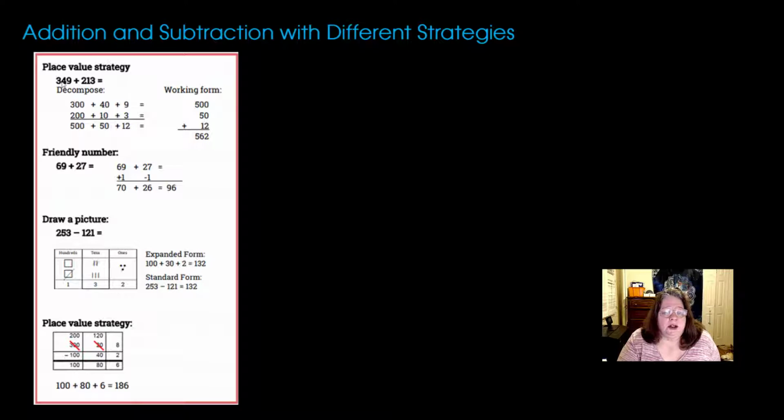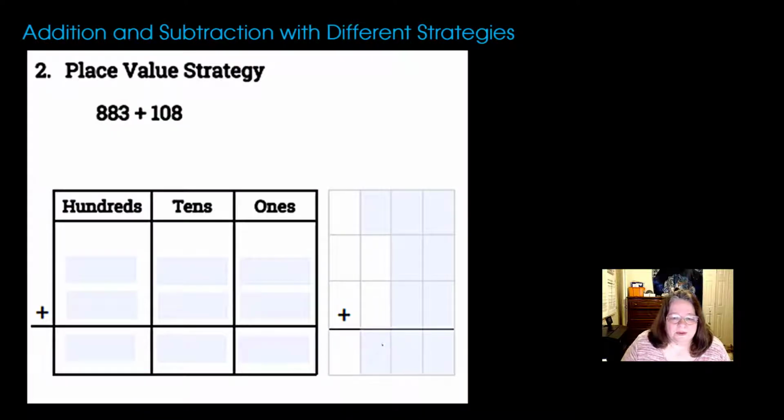We've learned for addition, place value strategy and friendly number. For subtraction, we've learned to draw a picture and place value. So let's begin. Let's start with place value strategy. And this problem is taken directly from the Re-Engage page.